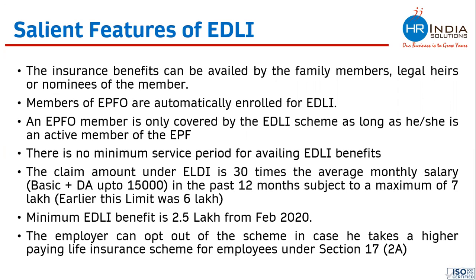Earlier, 7 lakhs is the maximum insurance amount, the money payable to the family member of the person who has died. And the minimum is 2.5 lakhs, which again recently got changed in Feb 2020. So the minimum is 2.5 lakhs and the maximum is 7 lakhs. In between these two figures, the family member gets the money in case of death of any PF employee.